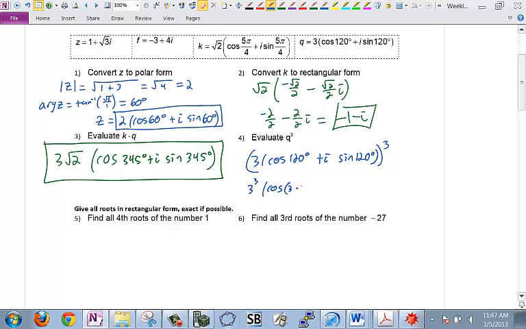So it's going to be 3 to the third cosine of 3 times 120. We want to multiply. What is 3 times 120? 360, which is a positive real number. So your final answer is just the positive real number 27. If you wrote 27 cosine 360 plus I sine 360, I gave you full credit. I kind of laughed at you a little, but I allowed it. Okay? Make sense?